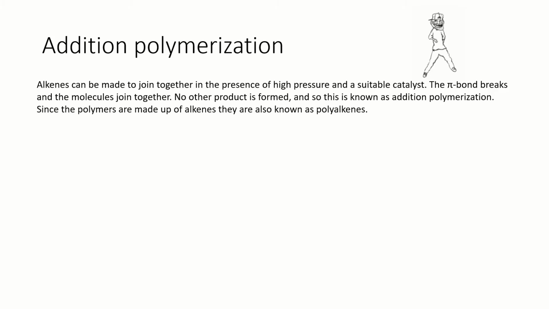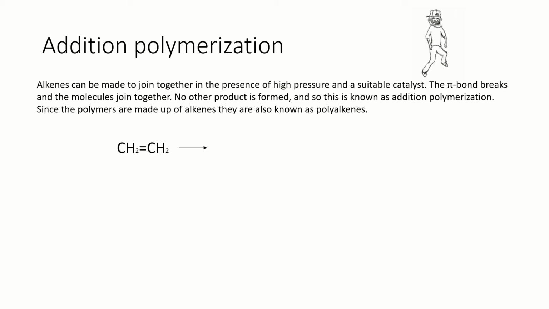Next, let us talk about addition polymerization. Alkenes can be made to join together in the presence of high pressure and a suitable catalyst. The pi bond breaks and the molecules join together. No other product is formed, and so this is known as addition polymerization. Since the polymers are made up of alkenes, they are also known as polyalkenes.